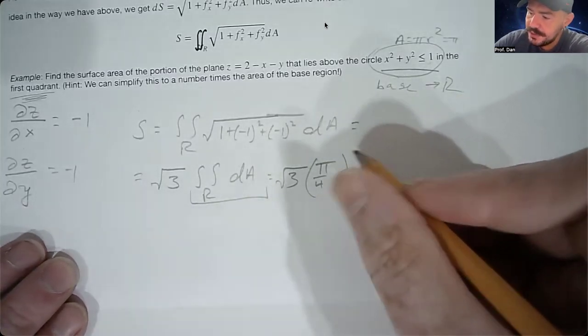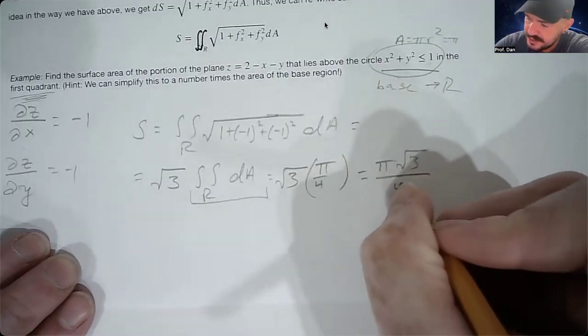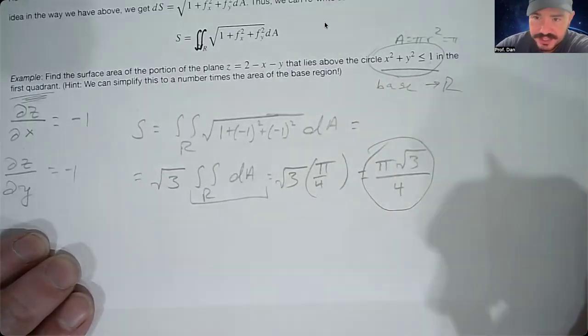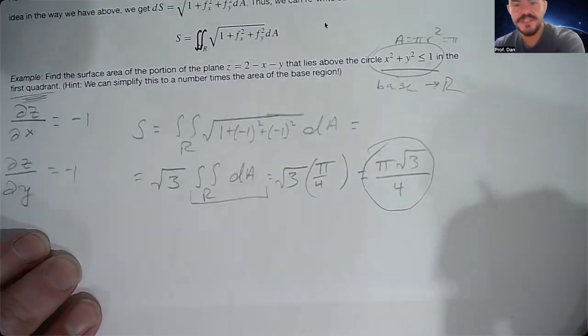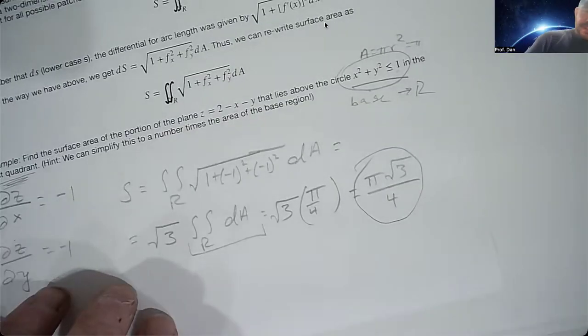So this simplifies that problem greatly and makes it so that that's our surface area. Pi times the square root of 3 all over 4, which does have a decimal value, but TBH IDC. All right. But anyway, that's surface area.